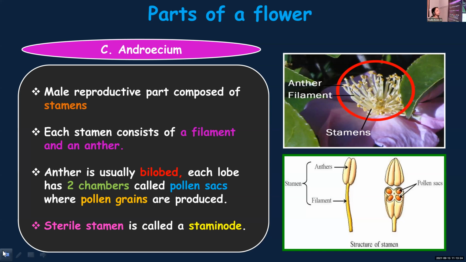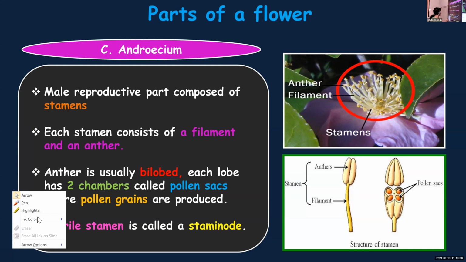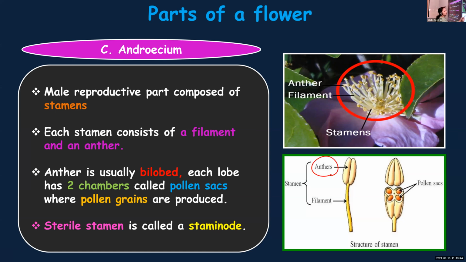Androecium is the male reproductive part, and it consists of stamens. And the number of stamens can be different for different flowers. In each stamen, there will be a filament and an anther. You can divide stamen into 2 parts. Anther, a lobed structure at the tip, you call it anther. Then there is filament, a stalk-like structure known as filament.